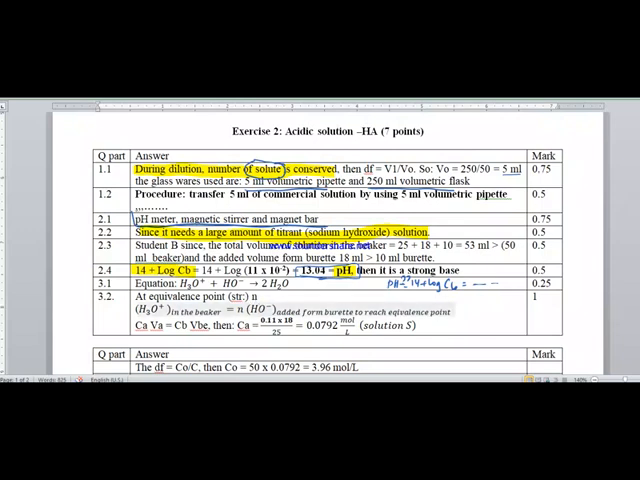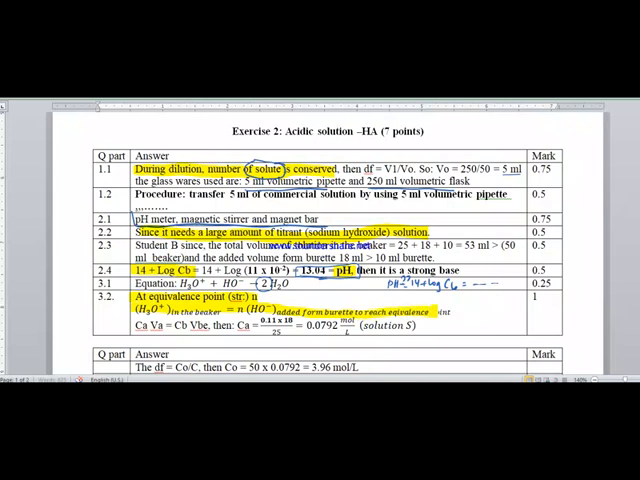The equation of titration between a strong acid and a strong base is H3O+ with HO- giving H2O. Some students forgot to write both species, so the equation is not balanced and they got 0. In order to calculate the concentration of the acid in the solution S, you always say: at equivalence point, at stoichiometric ratio, the number of moles of H3O+ in the beaker equals the number of moles of HO- added from the burette.